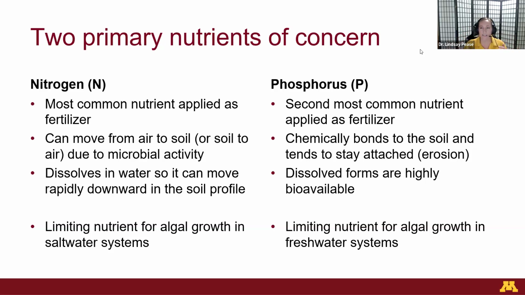Nitrogen is not very stable in the soil. It can move into the air with microbial activity. It can move into the water. It dissolves very easily in water, so that is what makes it move rapidly down the soil profile with water. And then that gets into either groundwater or subsurface drainage discharge, and is exported out to streams and rivers.